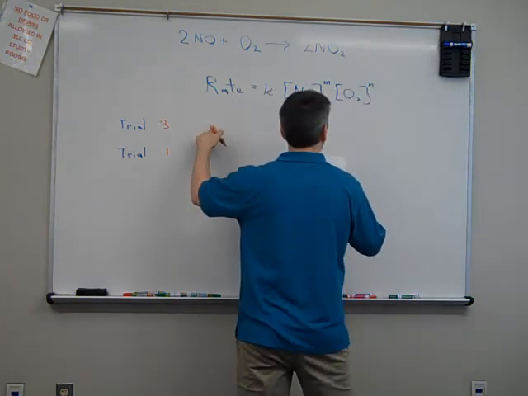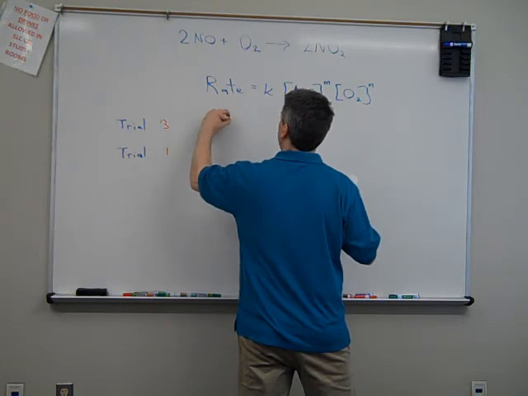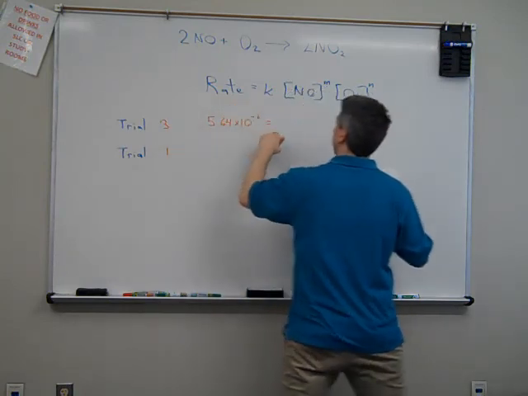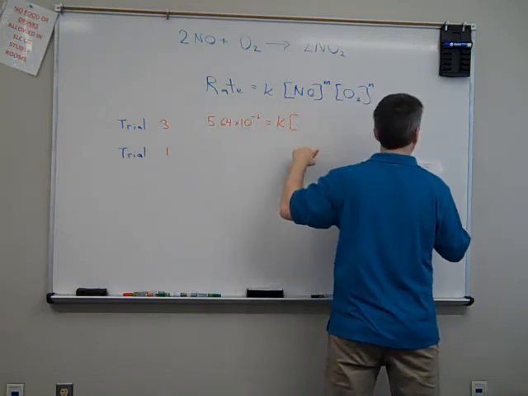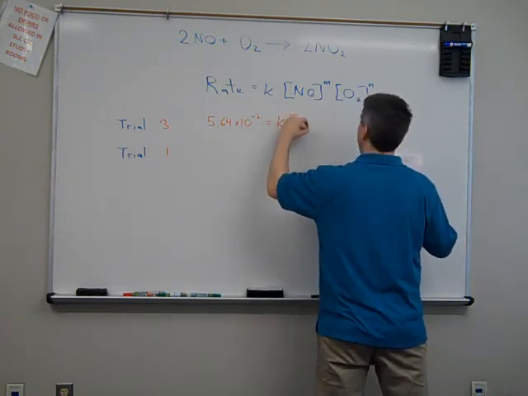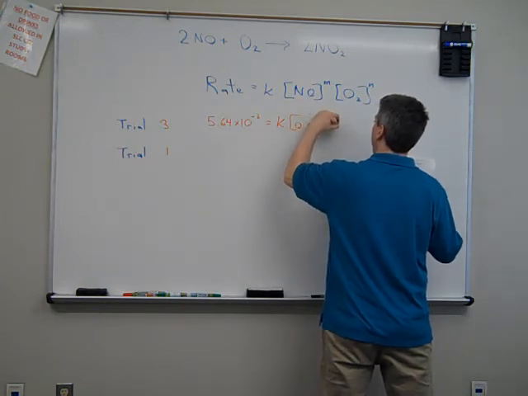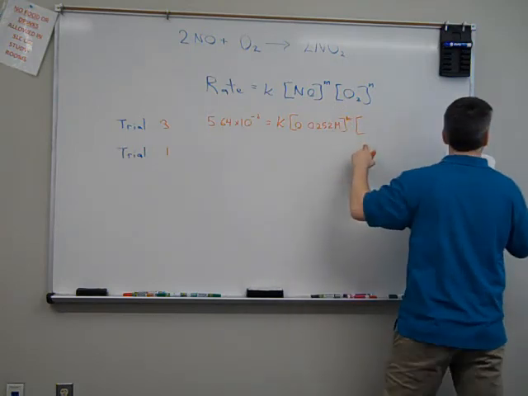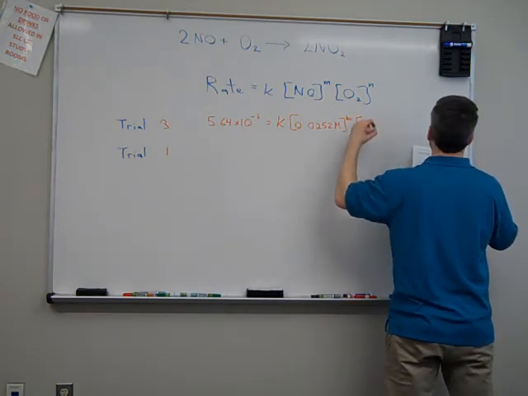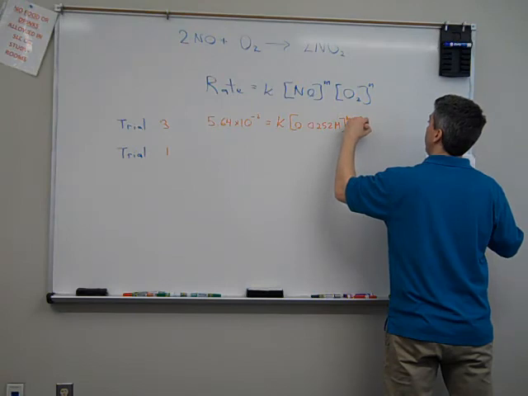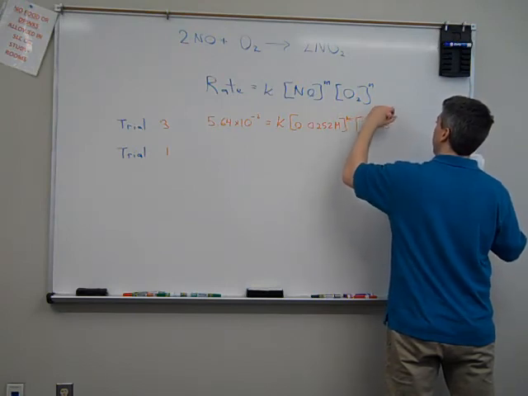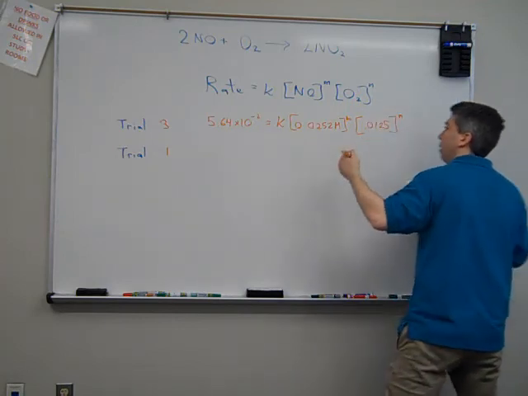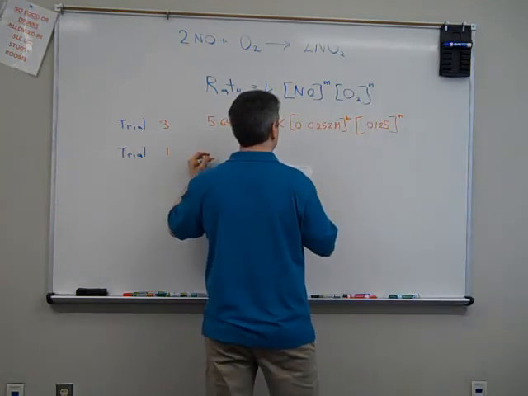Alright, so trial 3, the rate is 5.64 times 10 to the negative 2, right? And that's equal to K times the concentration of NO from trial 3, which is 0.0252 molarity to the M power, times the concentration of O2, which is 0.0125, and we know it's to the first power. I'm still going to put N, just because. It's going to cancel out anyway.